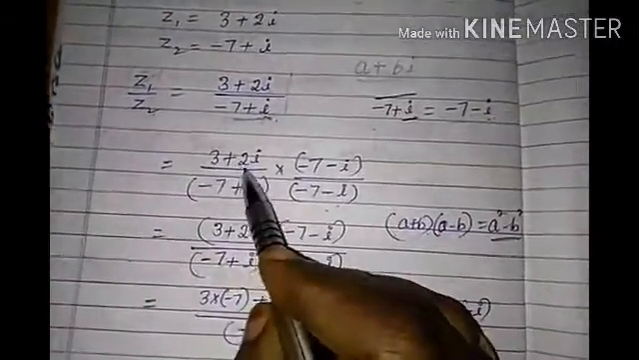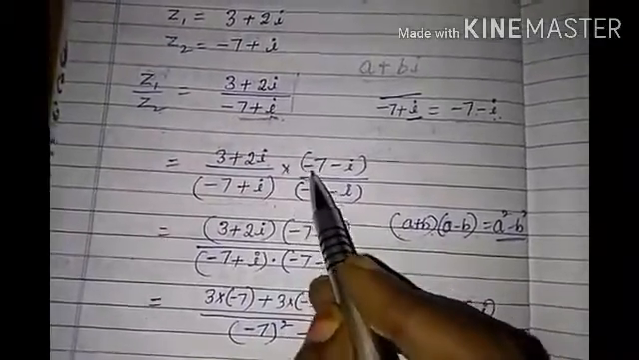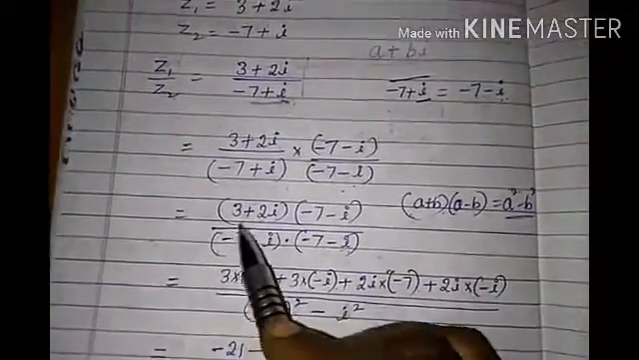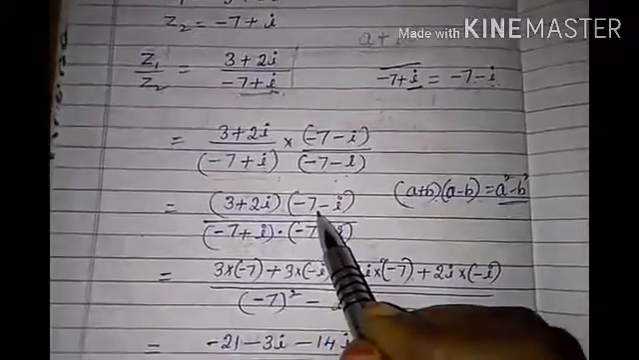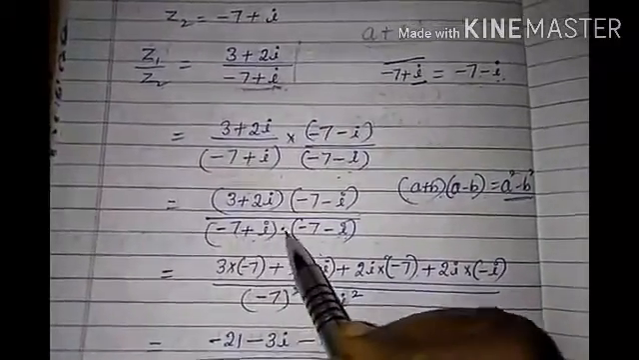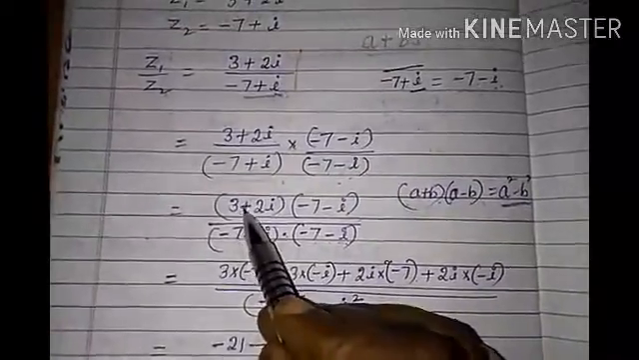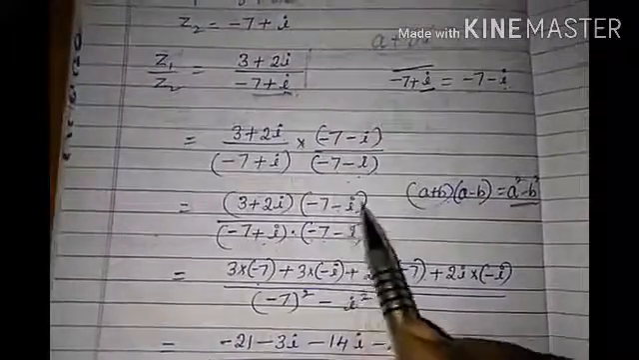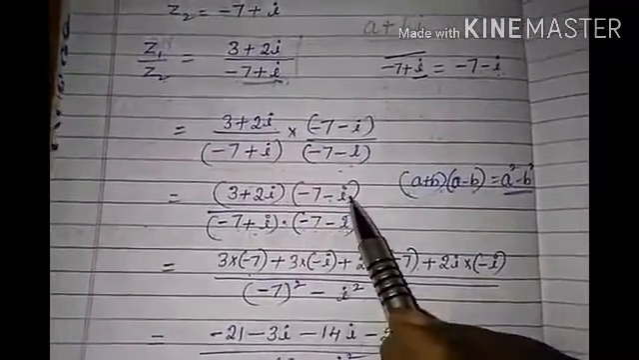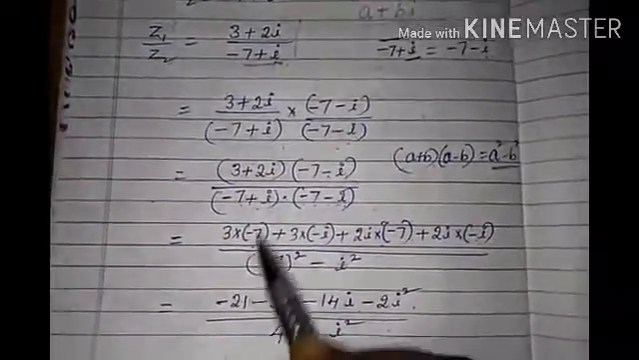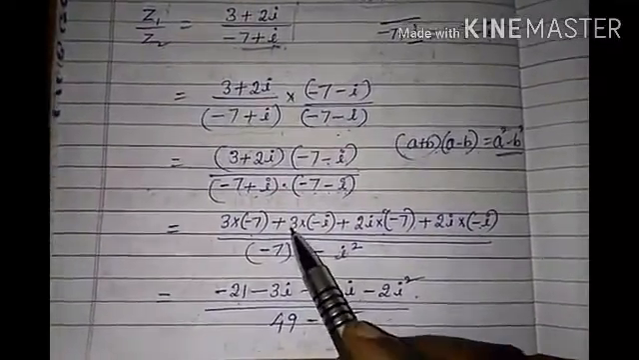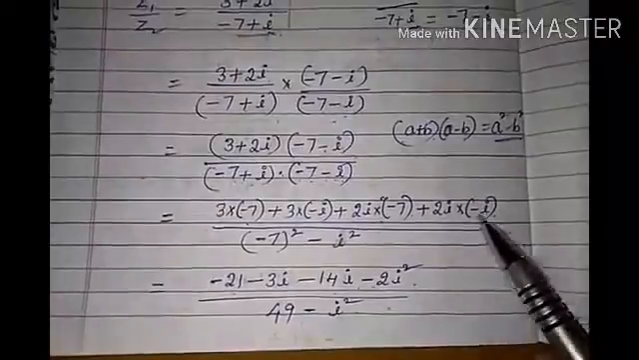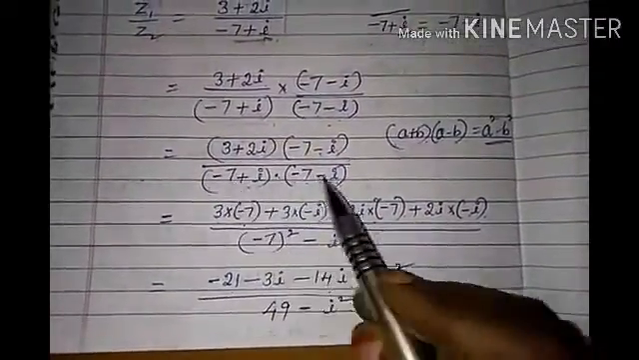Let us do 3 plus 2i by minus 7 plus i, into minus 7 minus i by minus 7 minus i. That is equal to 3 plus 2i into minus 7 minus i, by minus 7 plus i into minus 7 minus i. Multiplying these two complex numbers in the numerator, you get 3 into minus 7, 3 into minus i, 2i into minus 7, 2i into minus i, which gives minus 21 minus 3i minus 14i, and 2i into minus i gives minus 2i square.